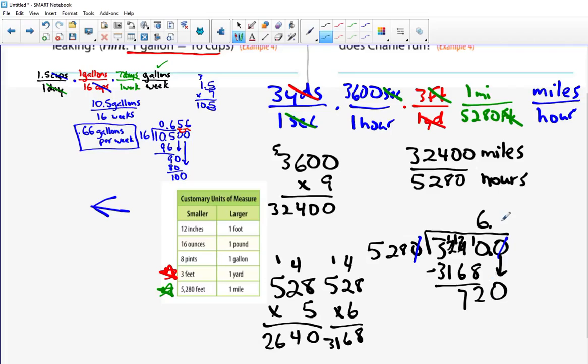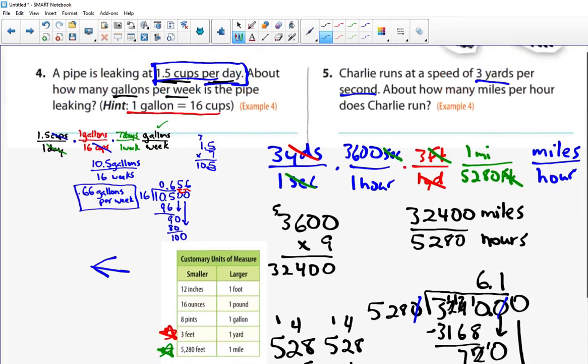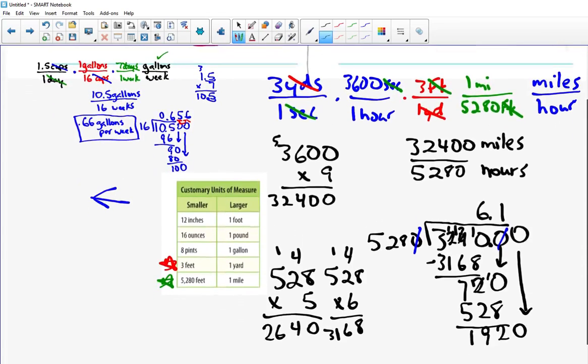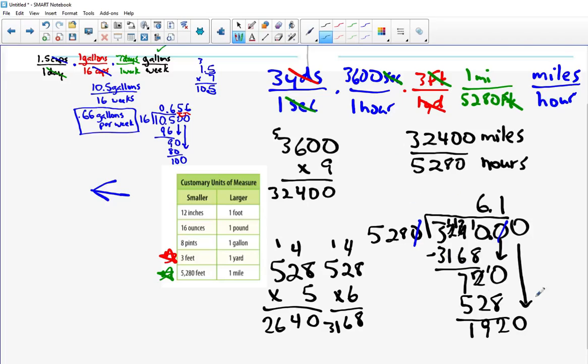528 goes into 720 one time. That's just 528. So we borrow again. So 2. Borrow from here. This is 9. So 192. One more 0. Does this give us about how many miles per hour? Well, in the interest of not spending more time on this, 1920, if I wanted to round to the nearest tenth, right? Let's say I just want to stop here. I just want to know if this rounds up or down.